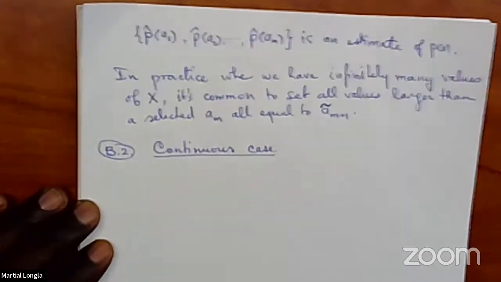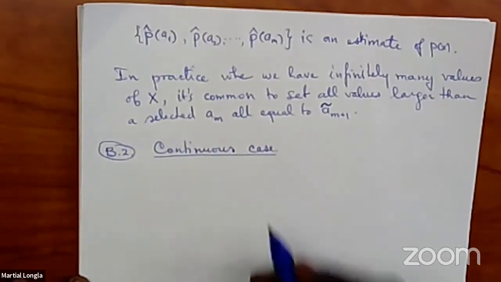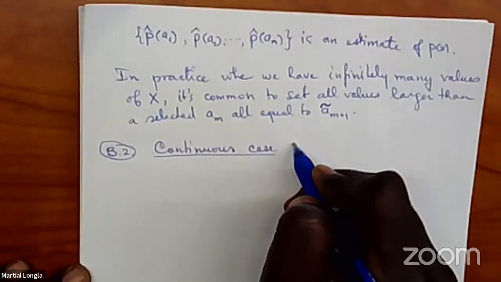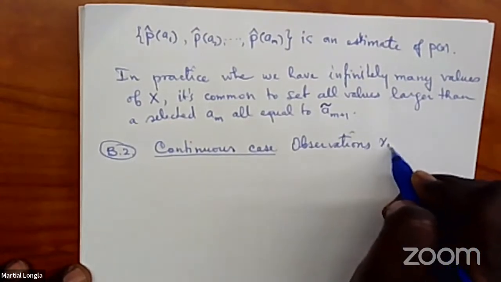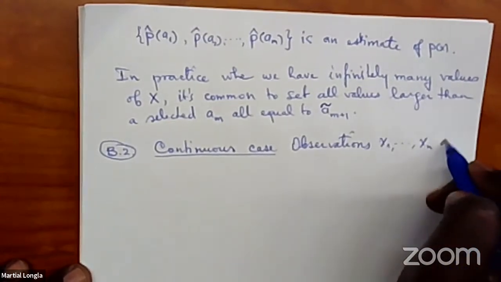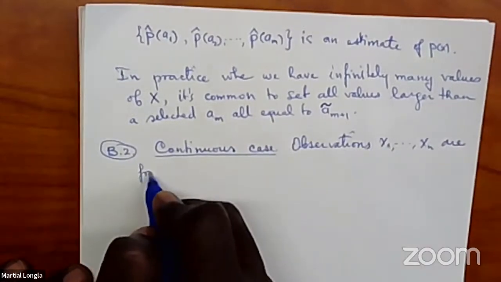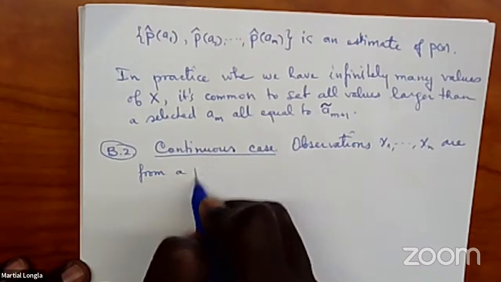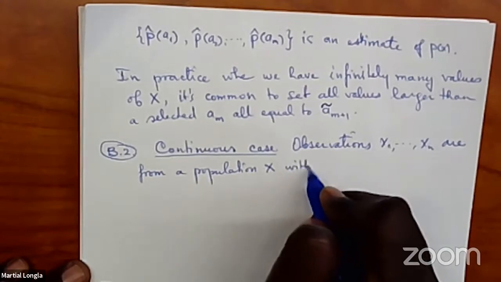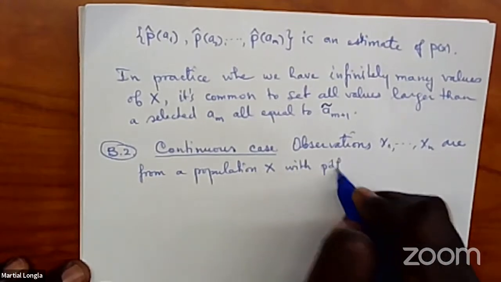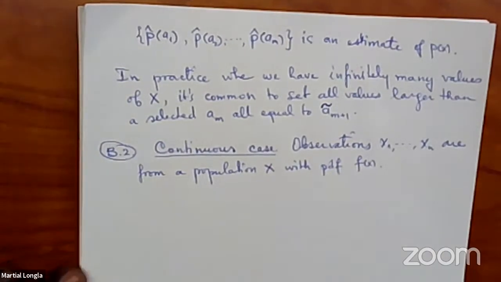So for the continuous case, what happens? Observations x1 to xn are from the population X with PDF f(x), and you want to estimate f hat of x at a given point x.